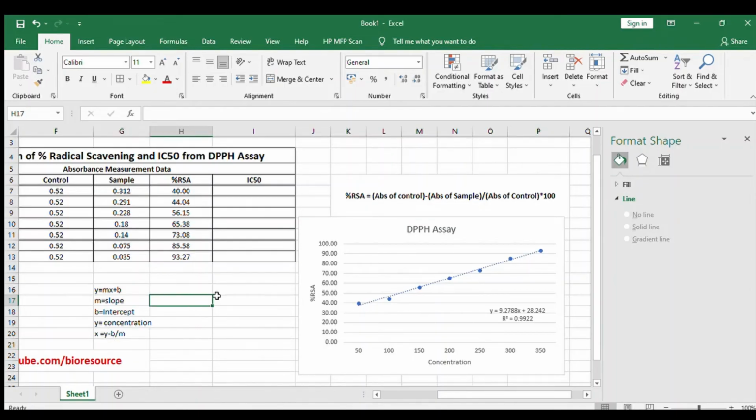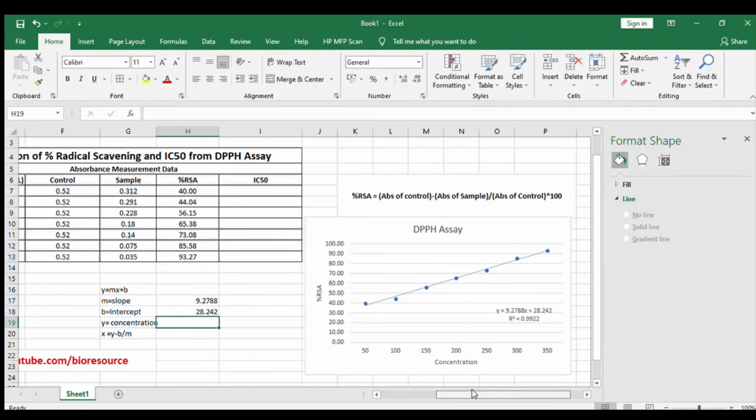For us the slope value m is 9.2788 and the intercept value is 28.242, and the r square is 0.992. Any good assay will have an r square value greater than 0.98 or close to 1, so there is a very good r square value here.